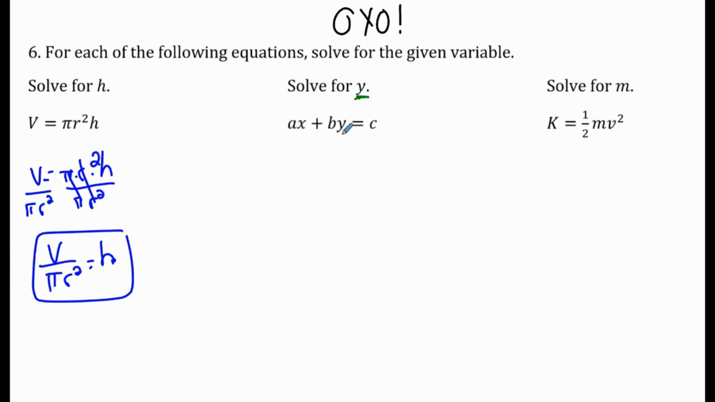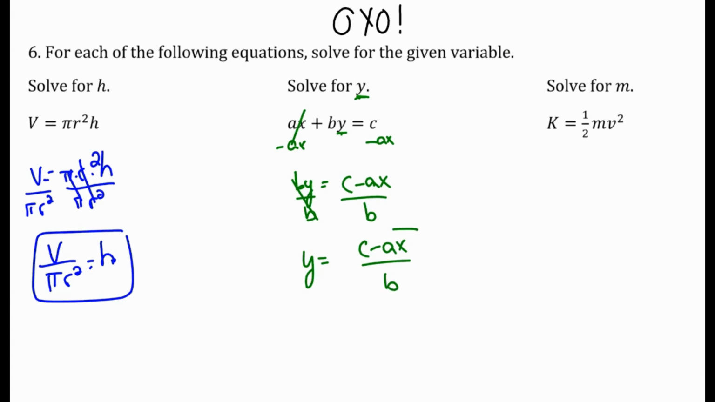Solve for y. So there's y. Everyone with a y has to go on one side. Everyone without a y goes on the other side. So that ax doesn't have a y, so it's gone. Goodbye. by equals c minus ax. Well, I don't care about b times y. I want plain old y, so let's undo the multiplication by dividing. y equals c minus ax all over b. Did I get y by itself? I did.